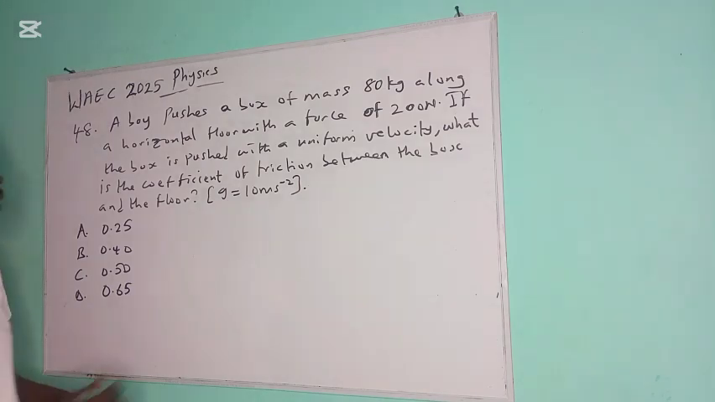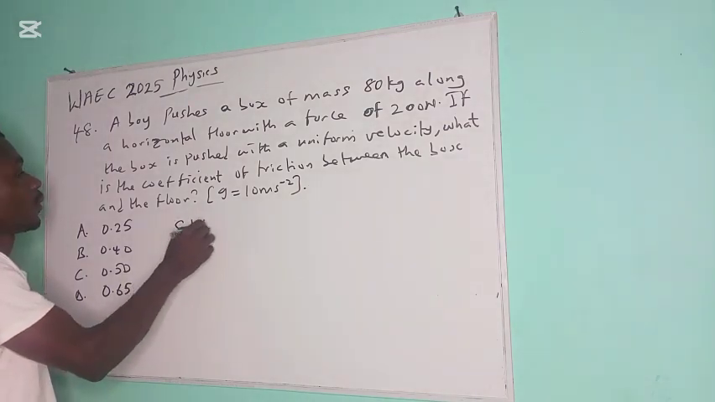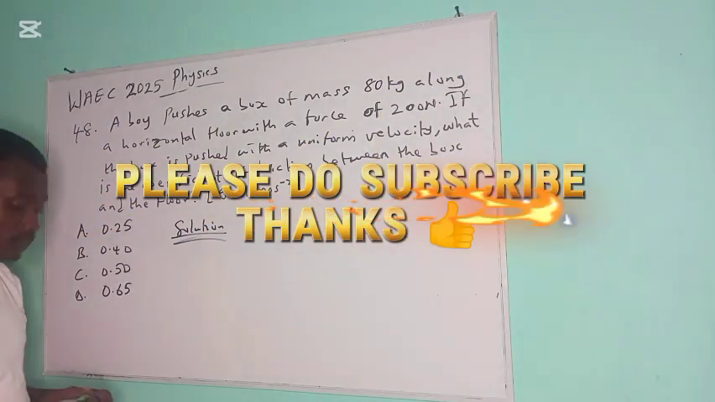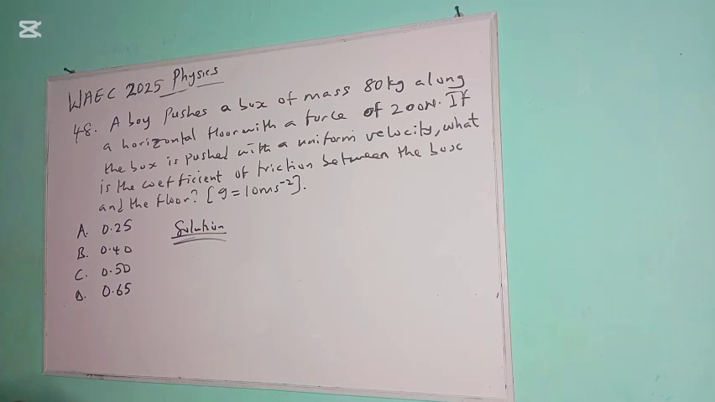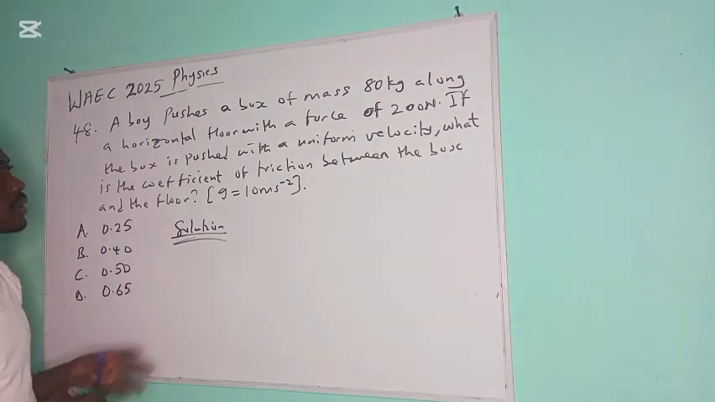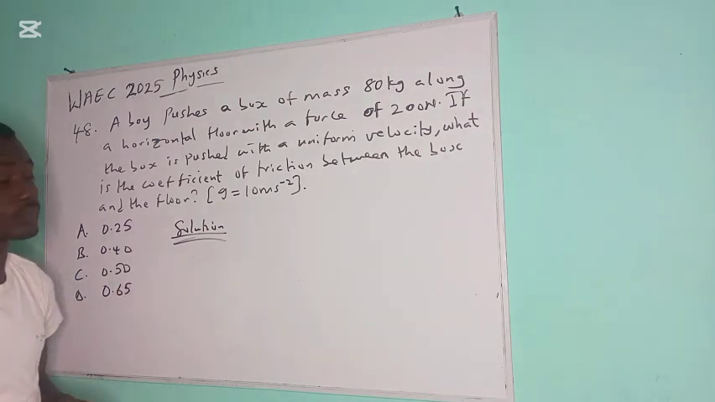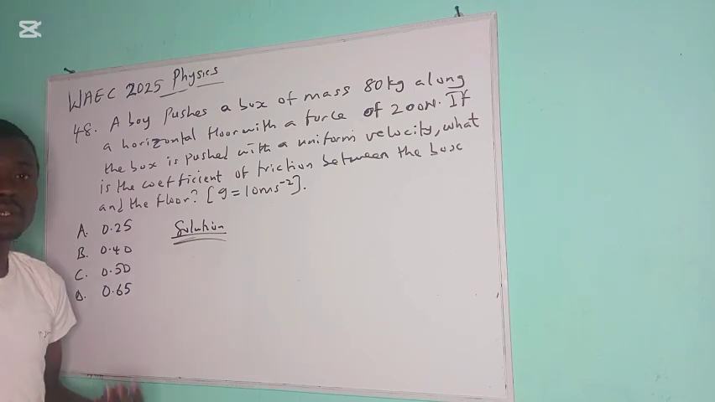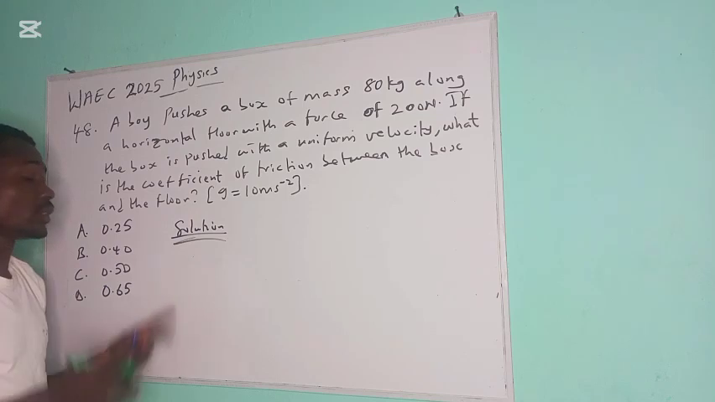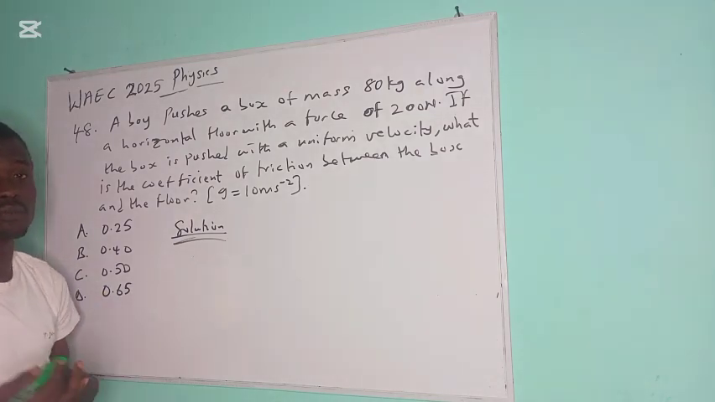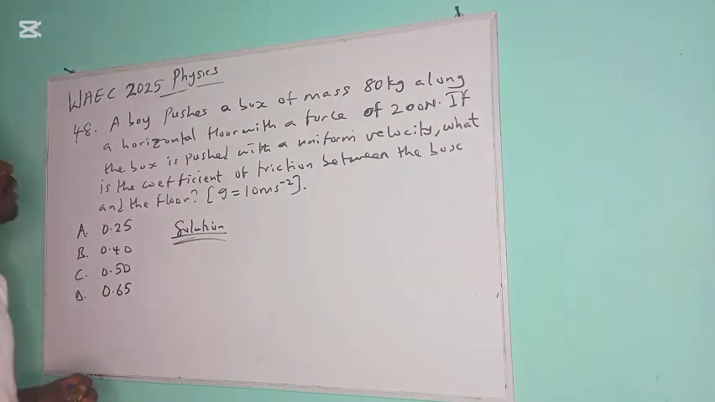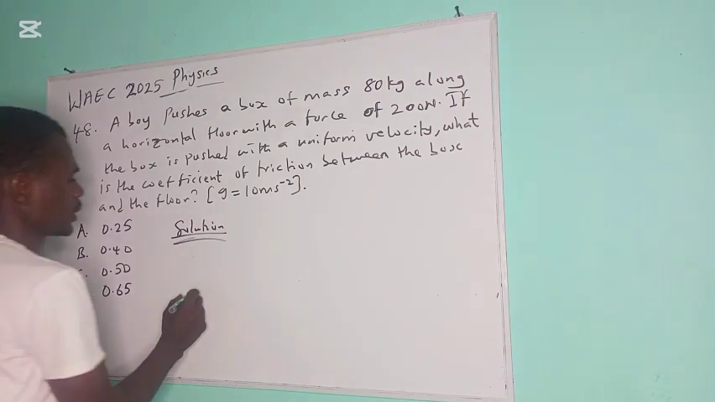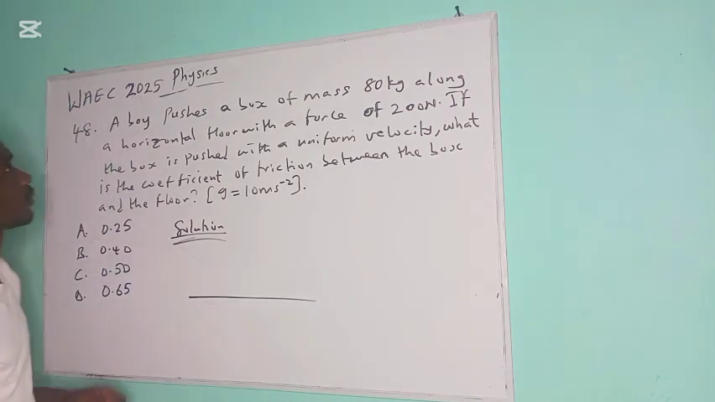All right, so we are asked to calculate the friction between the box and the floor. This question is talking about solid friction, and we all know that a frictional force is a kind of force that always opposes motion between two surfaces in relative motion to each other. Now, what are we asked to do here?